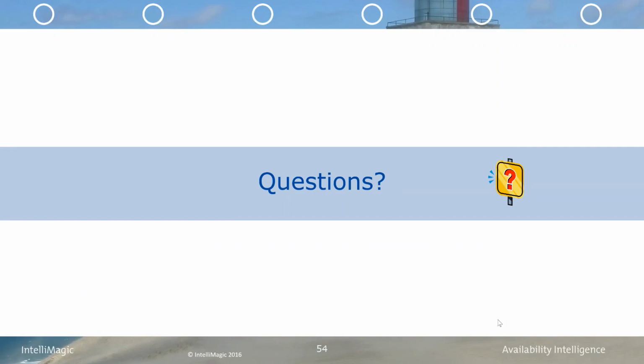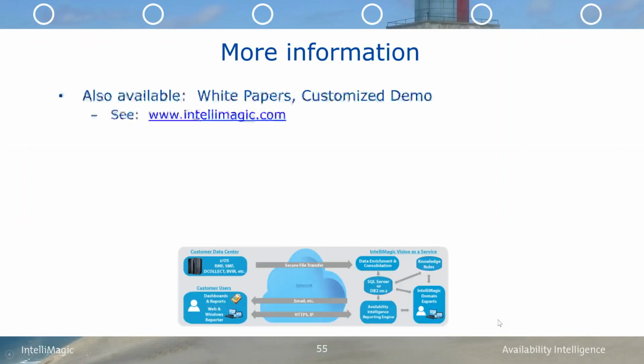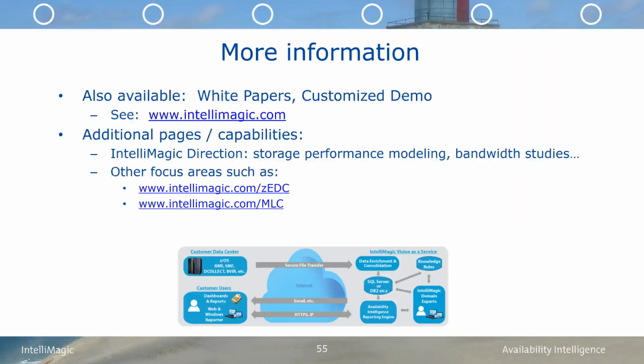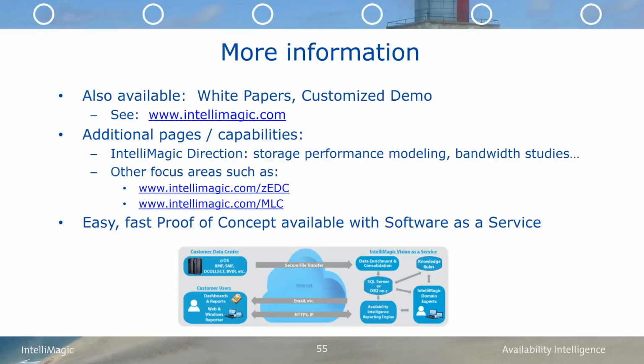I have just one slide here to wrap up on, helping you understand how you can get some more information. Obviously, these demos were only in a very narrow, specific context with specific hardware and type of problem. There's a lot of different white papers we have on our website, information on other aspects of reporting that we have. And of course, the easiest way is to do a customized demo for you, or even a proof of concept with our software as a service platform.